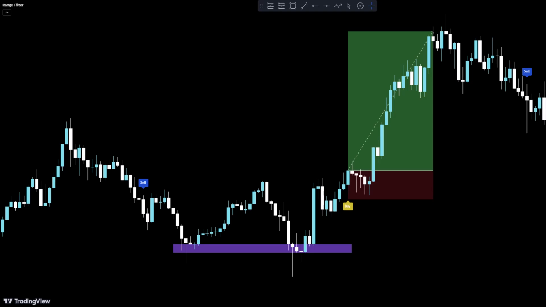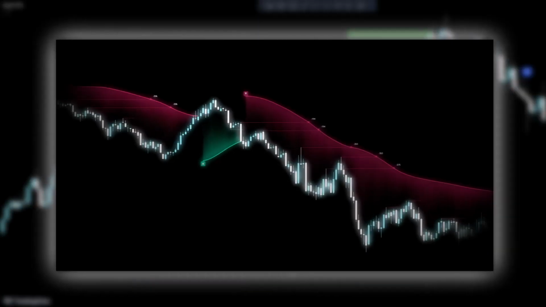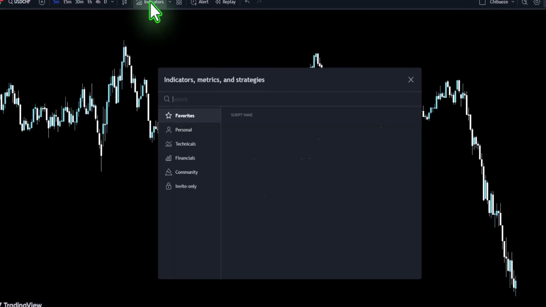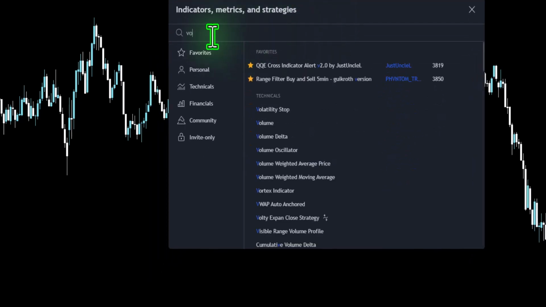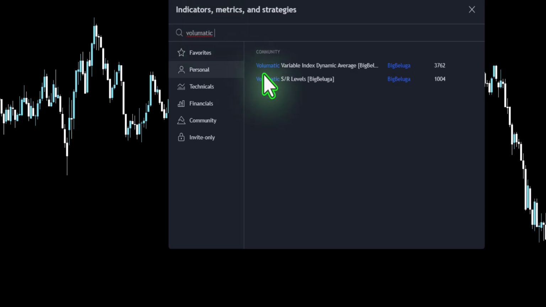But in order to take advantage of these buy and sell signals, we need to add an indicator known as the Volumetric Variable Index Dynamic Average, or the VIDIA indicator. Now you want to click on this Indicators tab and type in the Volumetric Variable Index Dynamic Average indicator. And you are going to click on this one that was created by Big Beluga, and it will be added to the chart.